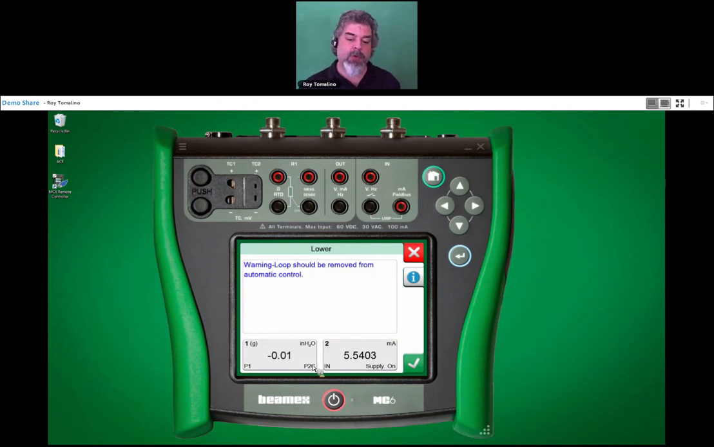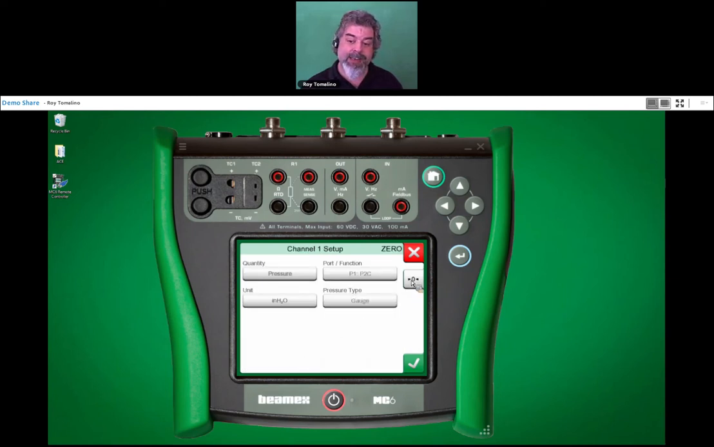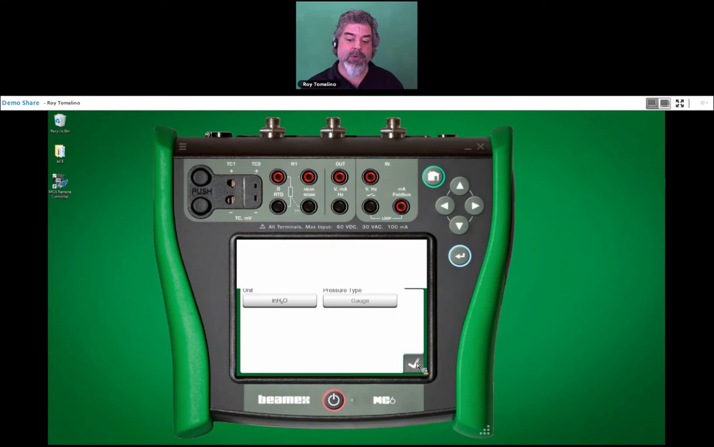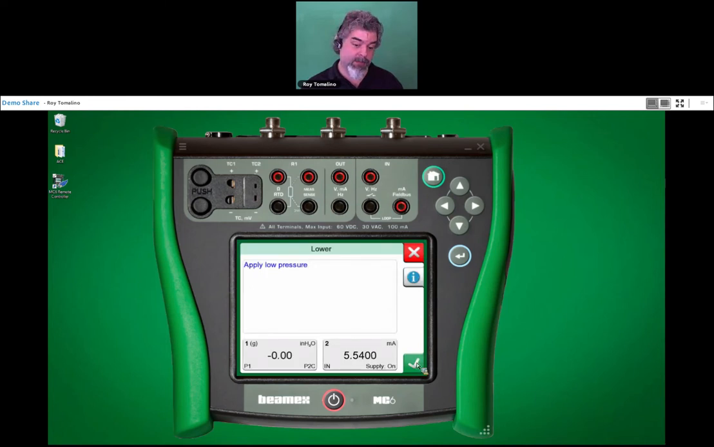Warning, loop should be removed from automatic control. At zero input, we have 5.5 milliamps. Please note that. So it says apply low pressure. My low pressure is zero. You know what? I could click on that and re-zero this again. I've got air movement in here, so I might not be able to get it any closer. All right, that's as close as I can get.